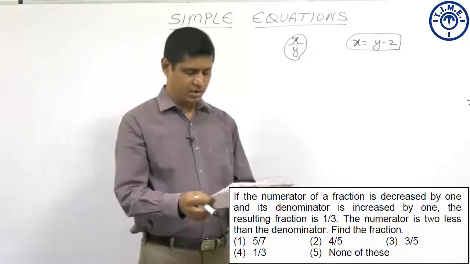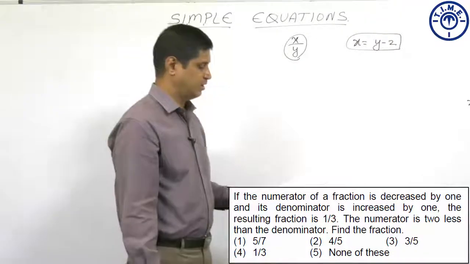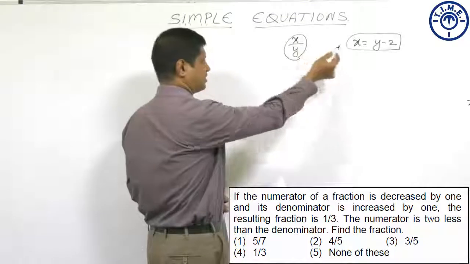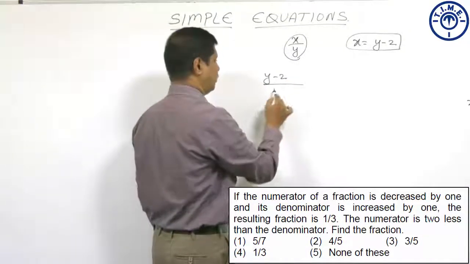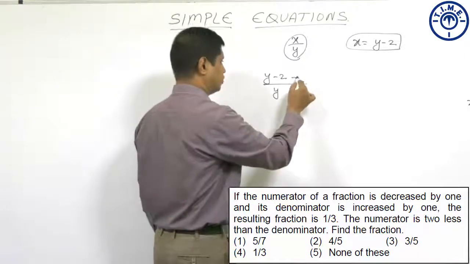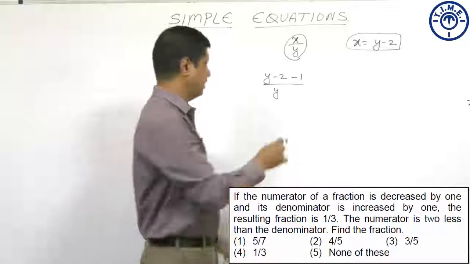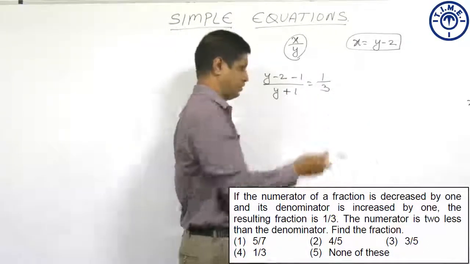Now, the numerator decreased by 1 and the denominator increased by 1. The result is 1 by 3. Now, the numerator means x is equal to what? y minus 2, y minus 2 and y. So, numerator decreased by 1 and the denominator increased by 1. The resulting fraction is 1 by 3.